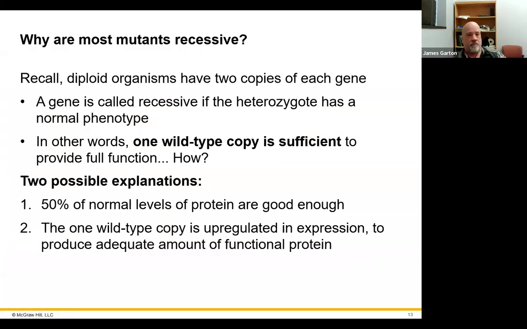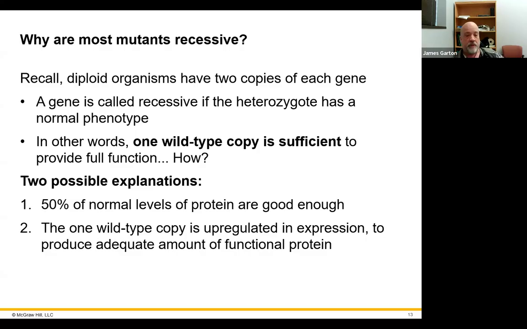Now, most mutants are recessive. You have 2 copies of every gene. You have 2 chromosomes, and on every chromosome there is a gene. And a gene is going to be called recessive if the heterozygote is normal. And so that means only 1 wild type copy is enough. And there are at least 2 explanations. One of them is very simple. Half of the normal levels of functioning protein are enough.